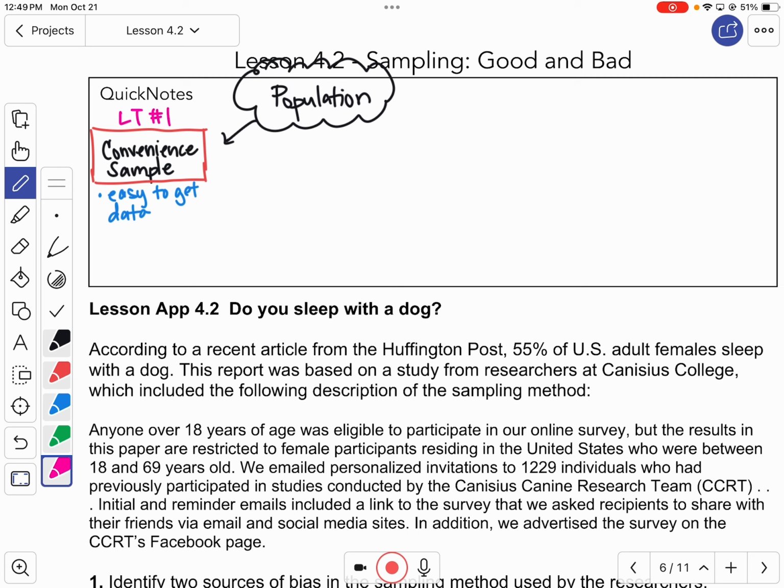It's convenient, like a convenience store. It's easy to run in and grab something and get back out. The same is true about a convenient sample. The second type of sample that we can do is a voluntary response. With a voluntary response, people can choose to respond. They're not required to.